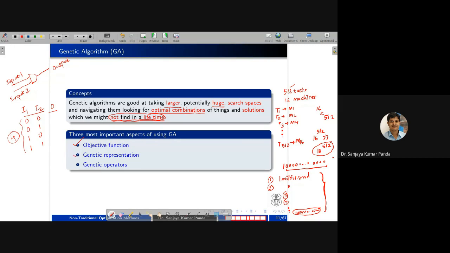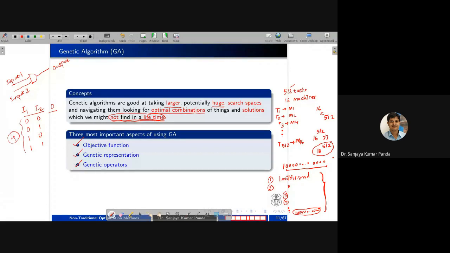Second one is called genetic representation, which we also call encoding, or chromosome representation. How you can represent a particular problem in the form of a chromosome. I'll solve another problem also. Third one is what kind of operators you want to apply in the genetic algorithm.